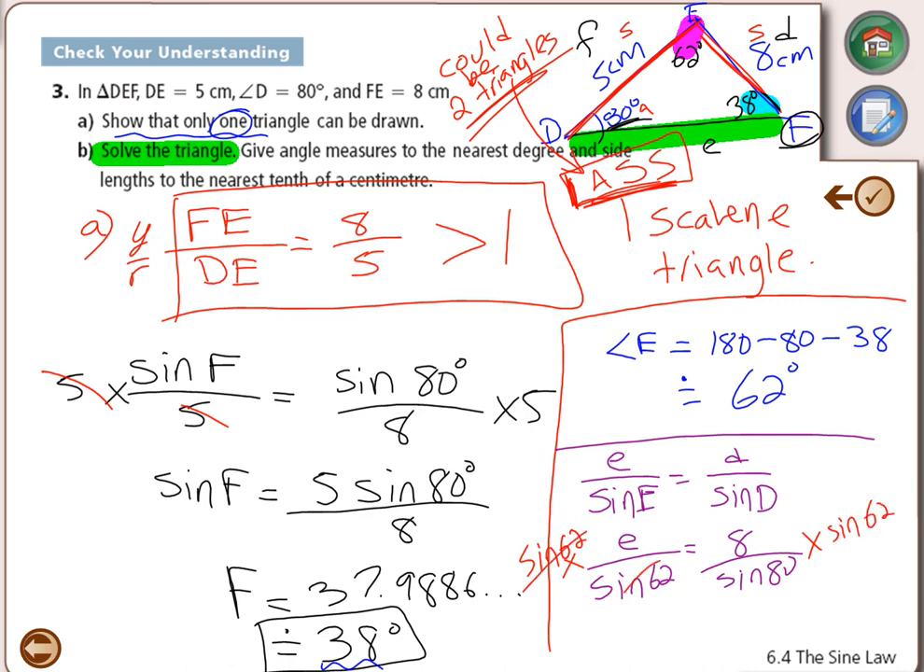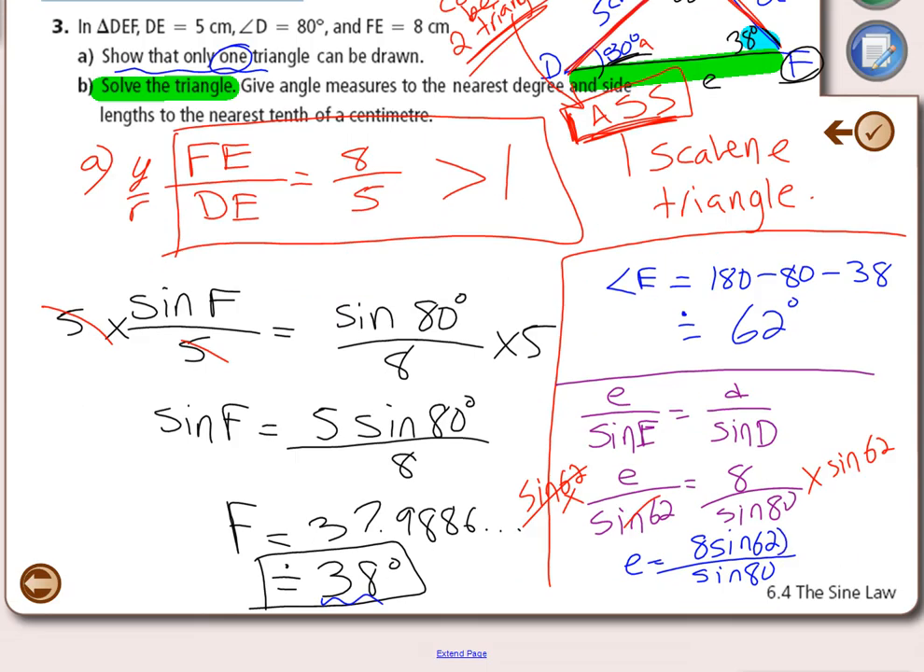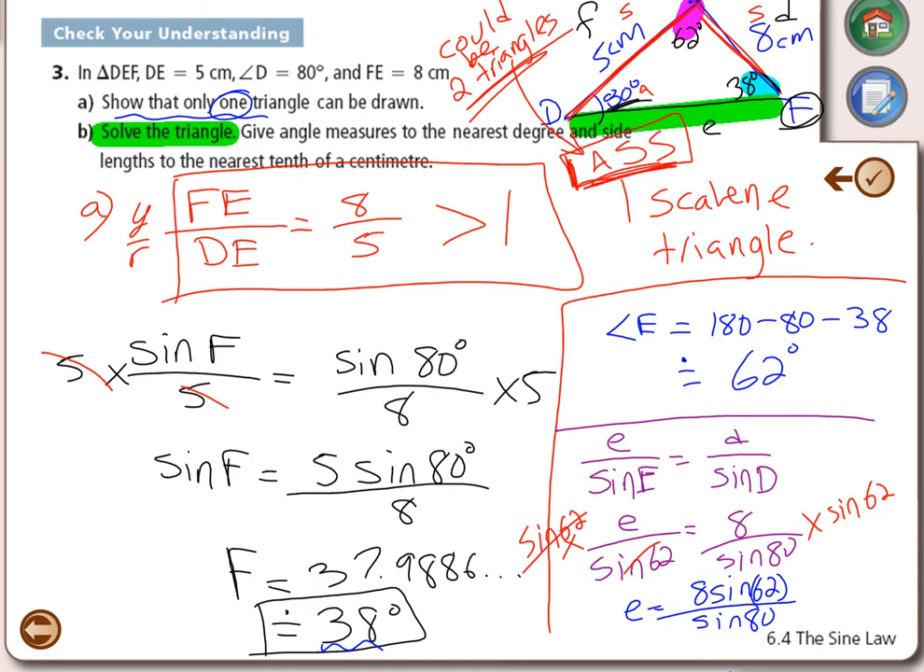It cancels off. Please show this step again. e equals 8 sine 62 over sine 80. That's what you punch into your calculator. Don't forget to end your brackets around the 62 when you punch it in. e is equal to approximately 7.1725... So it's approximately equal to 7.2 centimeters. I'll write that down, 7.2. Now do a quick check for yourself. Does it all work out?